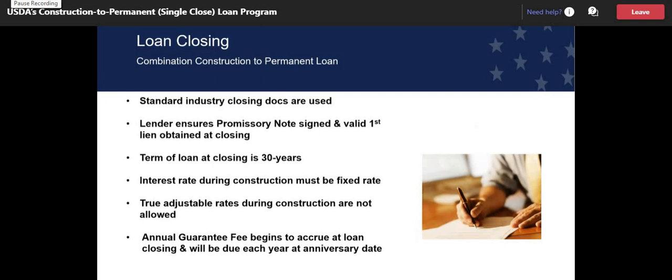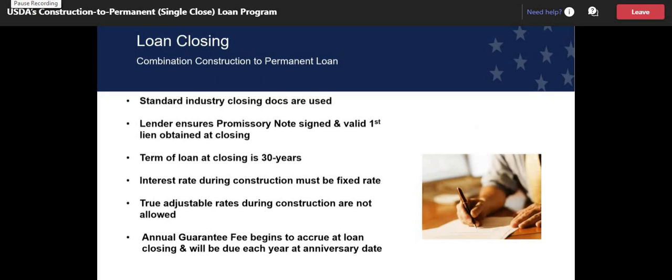So when it comes time to close the loan, standard industry closing documents are used. The lender ensures that the promissory note is signed and a valid first lien is obtained at closing. The term of the loan at closing is 30 years, okay? The interest rate during construction must be a fixed rate. A true adjustable rate during construction is not allowed. We'll talk a little bit more about that on the next slide.